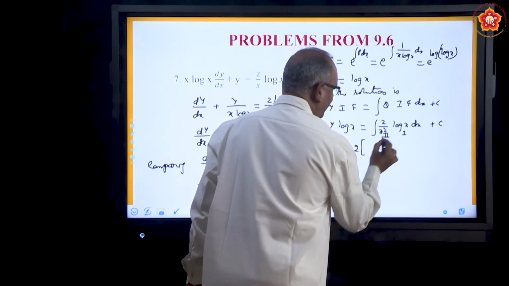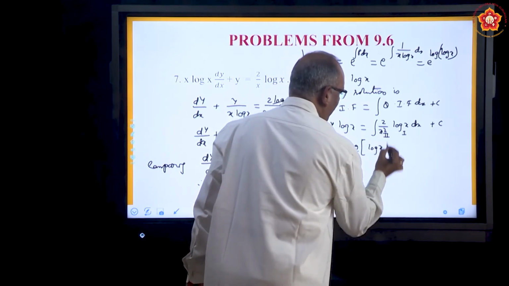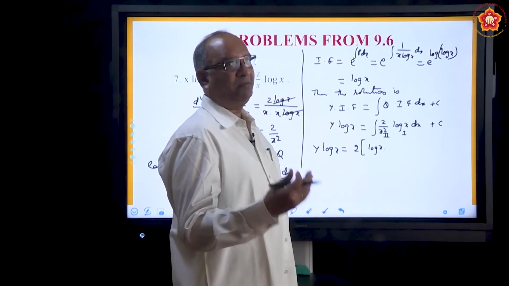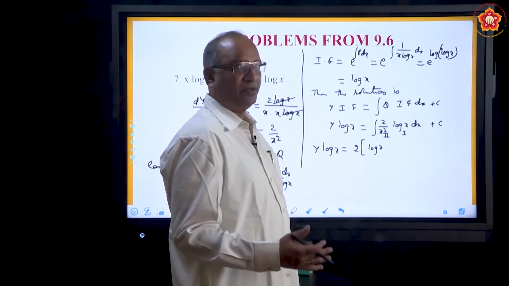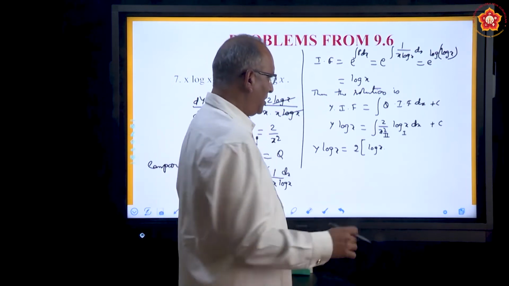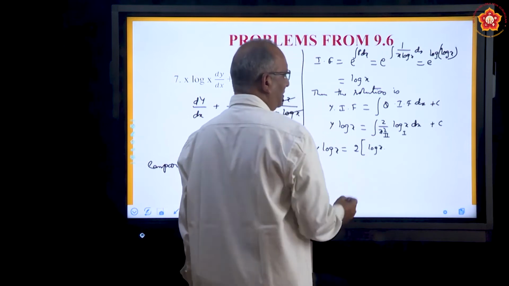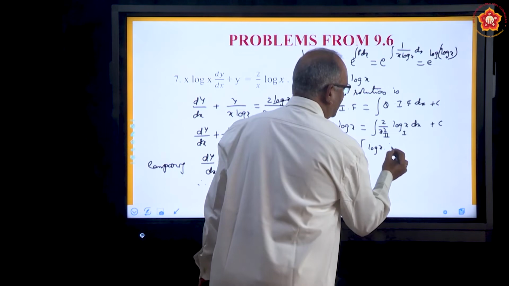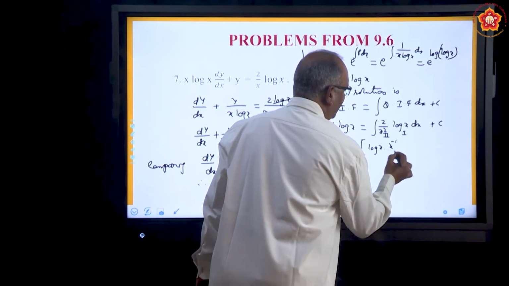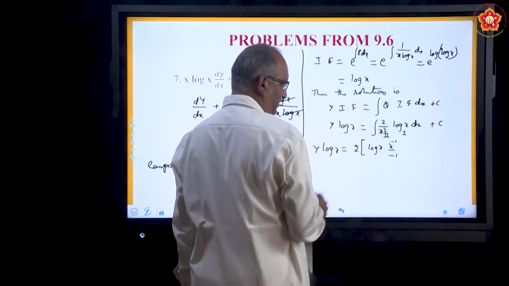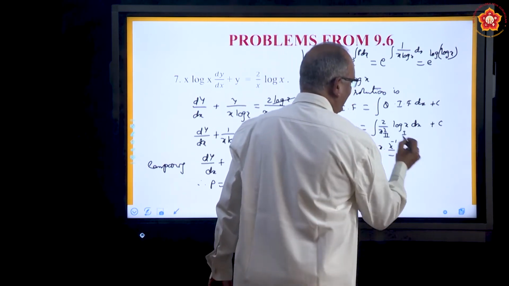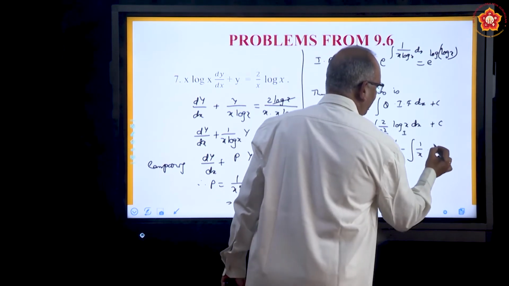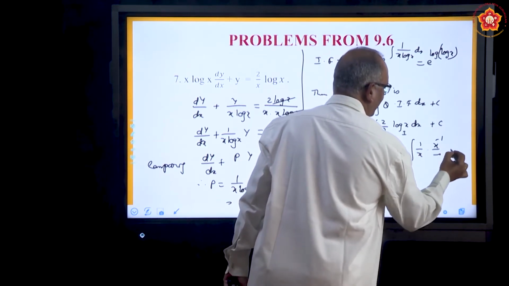First function, that is log x, integral of second. Now, these calculations you should be able to do on your own mentally. We want to integrate x to the power minus 2. What is it? x to the power minus 1 by minus 1, or minus 1 by x, minus integral of d dx of first, that is 1 by x, into x to the power minus 1 by minus 1 dx.